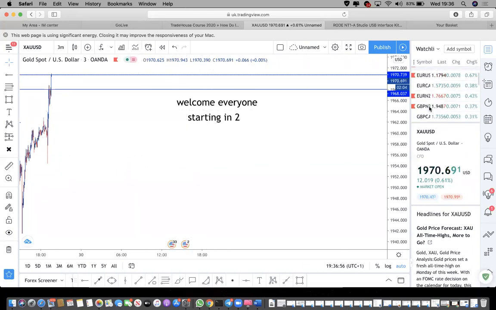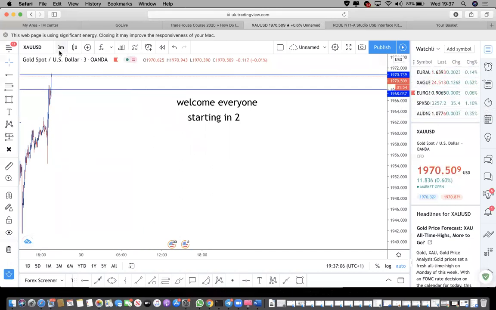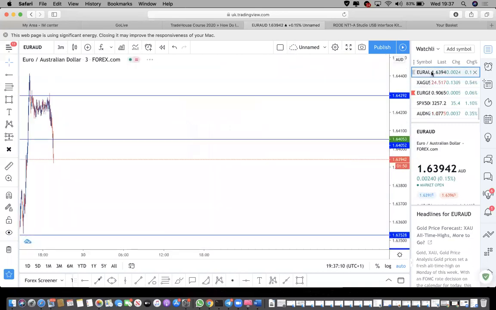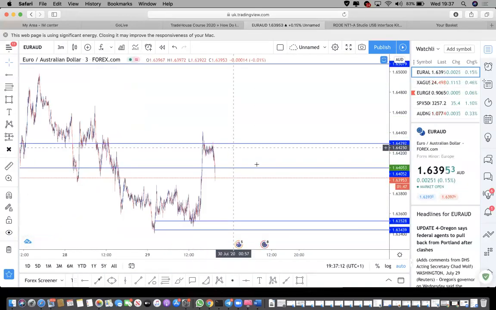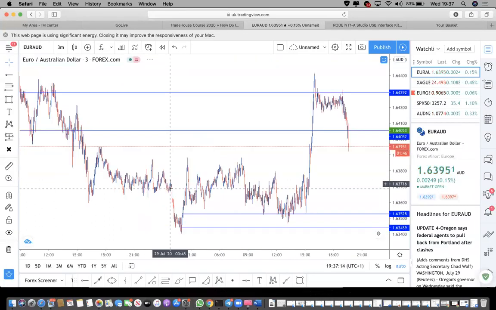But yeah, just like I was saying, I took this trade this morning. I nearly missed it, but I didn't miss it in the end. I got in, and I'm very happy that I got in. Where is it? Euro AUD. I think that was where I saw it this morning. And that was the trade right there.